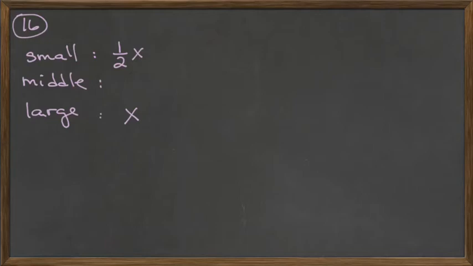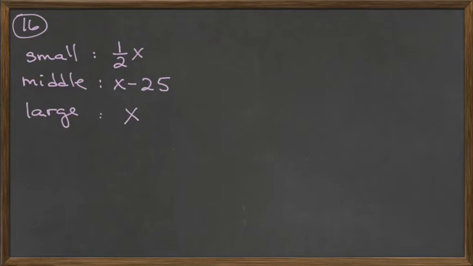25 less than the largest. 25 less means minus, and then the largest has to come first. X minus 25.